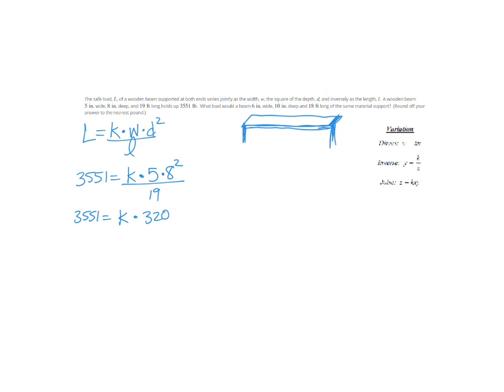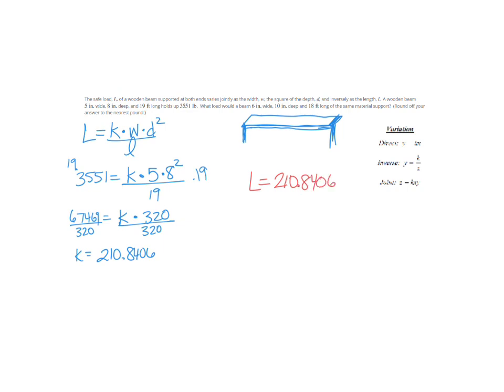Oh, what I went ahead and did is I went ahead and multiplied both sides by 19 on this. So then it became 67469. And then the 320 is just the 5 times the 8 squared. Now I'm going to divide both sides by 320 to see what K is. And I get 210.8406. I'm going to rewrite my formula with that K value.